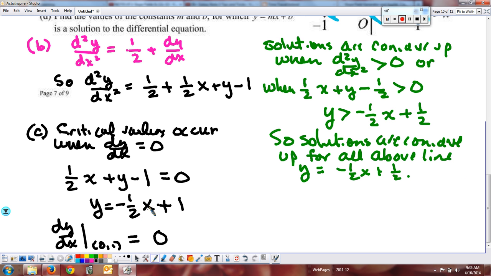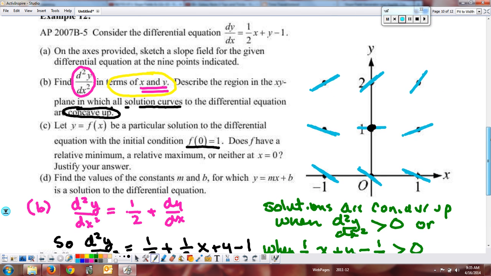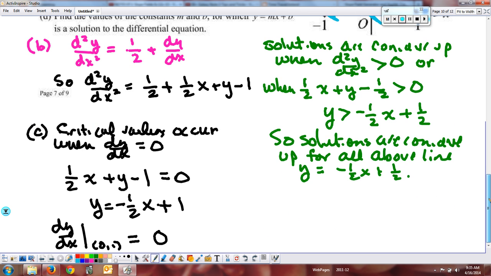When I plug in my 0 and my 1 for y, that's when you're going to end up with a slope of 0, okay? And that would be our 0.01, which we'd already calculated above. All right, so we have a critical value at (0, 1). But just being a critical value, having a horizontal slope there, is not enough to make it a relative extrema. You either have to do the first derivative test or the second derivative test.